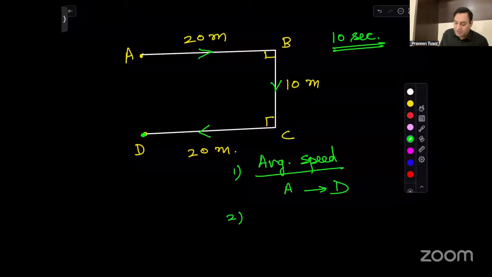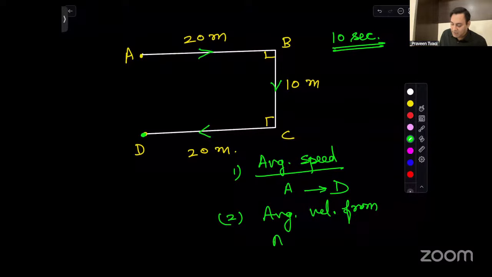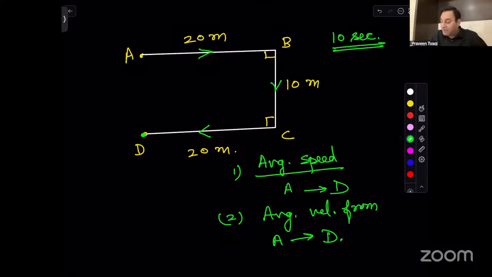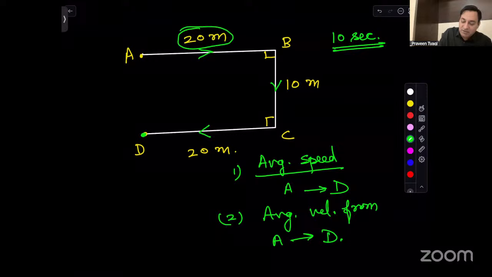Second question is average velocity from A to D. Please tell me these two answers. Average speed, average velocity. Yes, average speed. Many people are answering correct. I am impressed. It is 5, because the total distance covered is 20 meters plus 10 meters plus 20 meters.